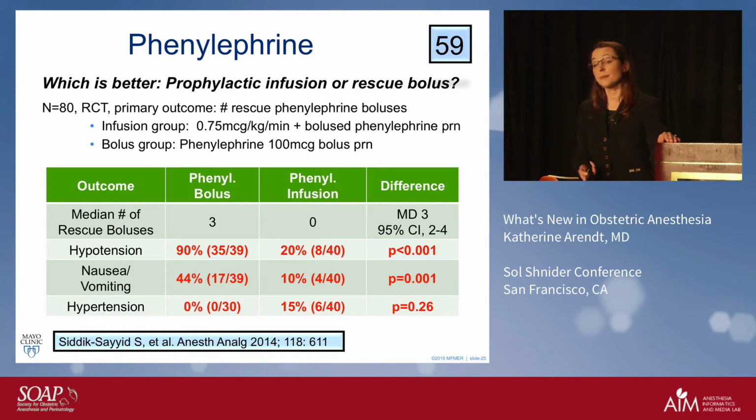Nausea and vomiting was far less in the phenylephrine infusion group. But look at this, hypertension was greater with 15%. I'm sorry, this is supposed to be 0.026 here. So one of the things that I think is important here is that there is a patient population, such as our severe preeclamptics, that we need to be very careful with hypertension. And the other thing is everybody's patient population is different.